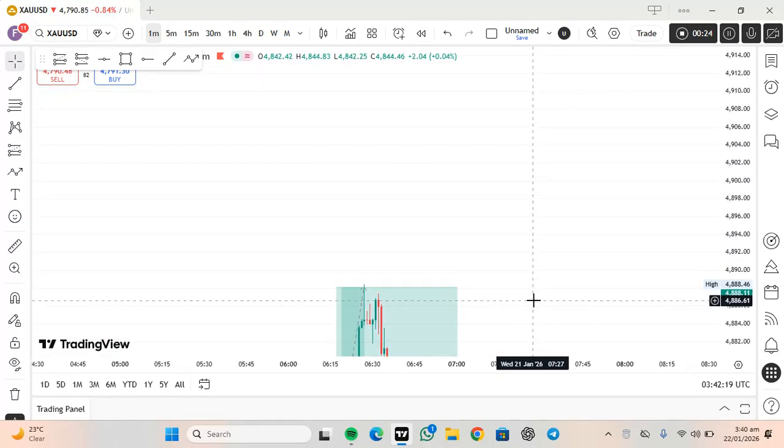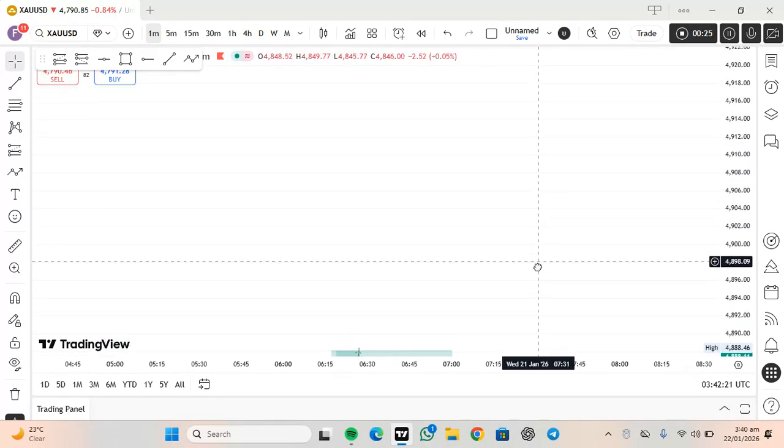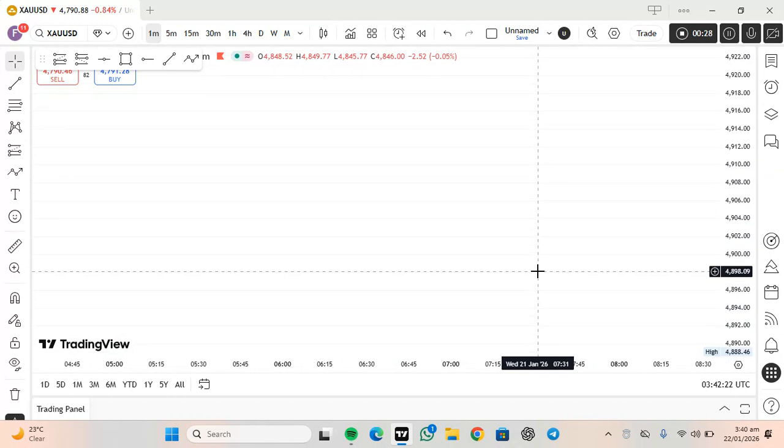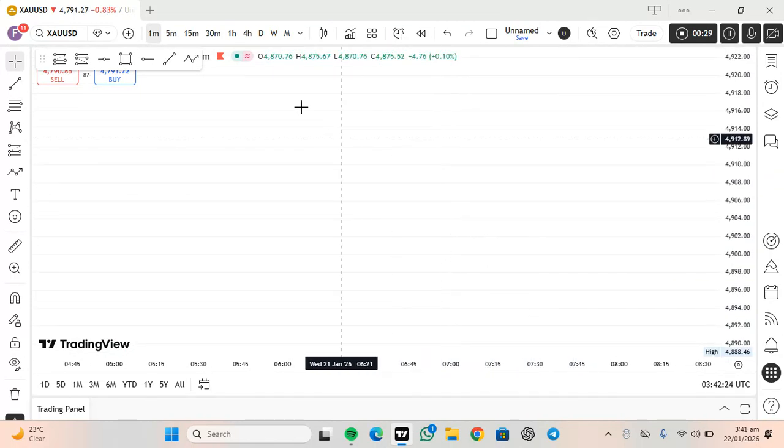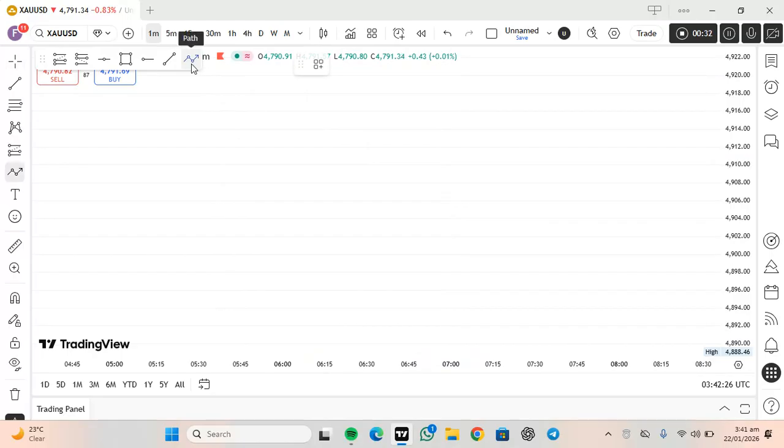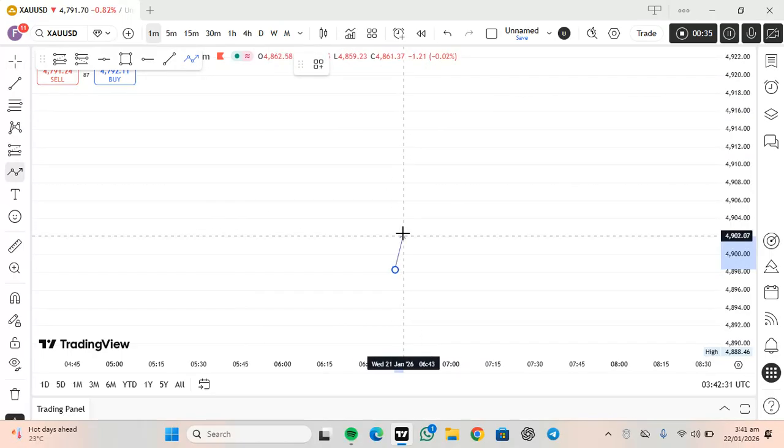So first off, I want to make this demonstration of what a break and retest is and how you can capitalize on the break and retest. So let's say you get into the market and you see this.